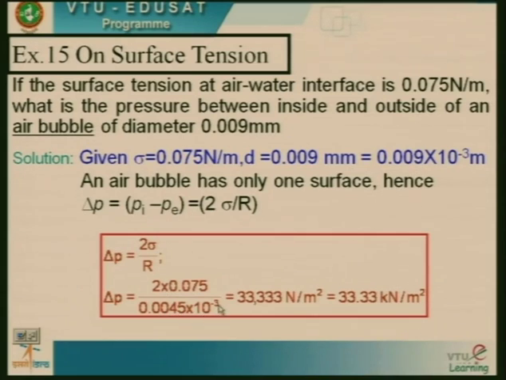0.0045 times 10 to the power minus 3, if you substitute here, you get 33,333, or you can divide by 1000 and make it kilonewton also. 33.33 kilonewton per meter square is the pressure, delta P.